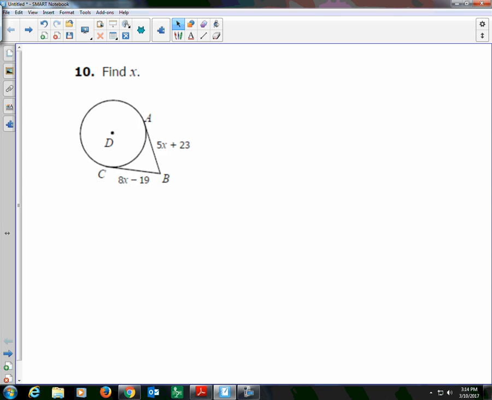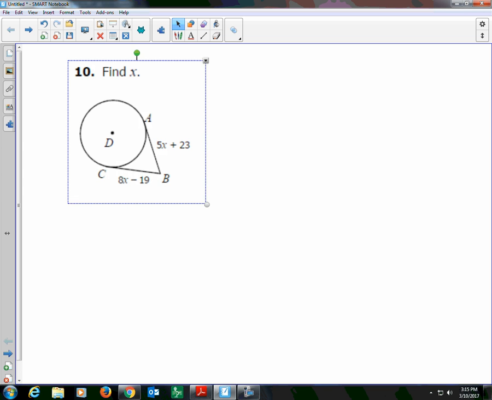Here is how you solve each of the problems 10 through 14 on the second page of today's practice worksheet on tangents. For number 10, we have this circle, and from our tangent properties right above, we see that if we have two segments that are tangent and they share some outside point, in this case point B, then the tangent segments will be congruent to each other.